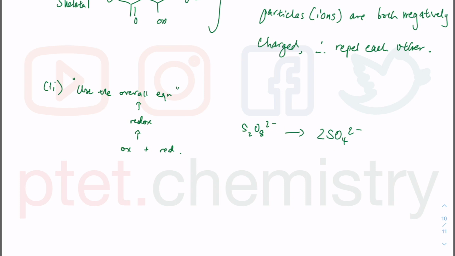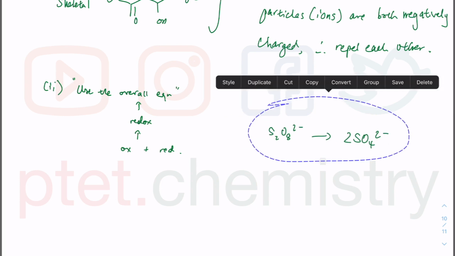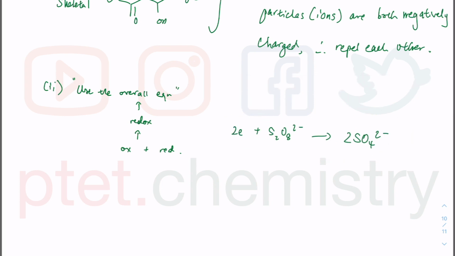2 minus times 1 is minus 2, 2 times minus 2 is minus 4. So this is going to be a reduction. You need 2 electrons on the left hand side. So minus 2 gives me minus 4. So minus 2 times 2 is minus 4. So this is one of your balanced equations. This is a balanced half equation for reduction, because you are gaining electrons.